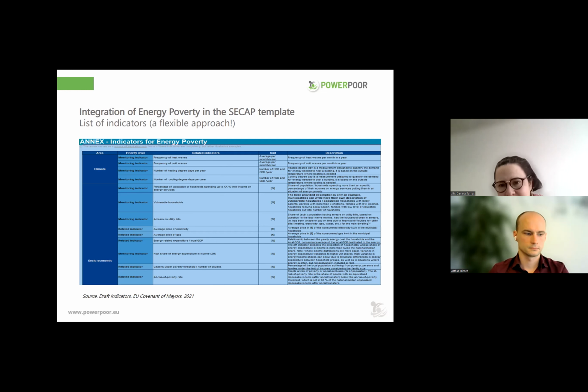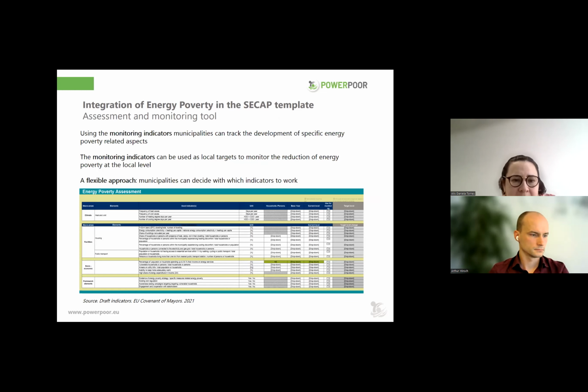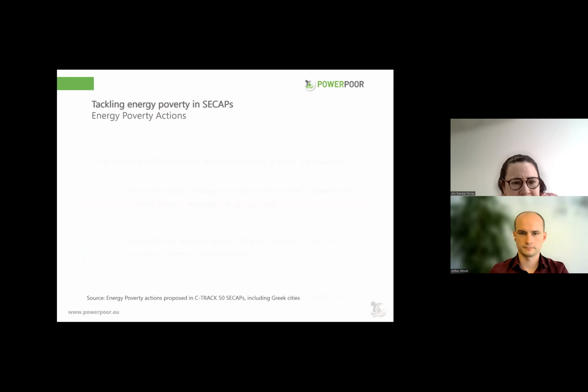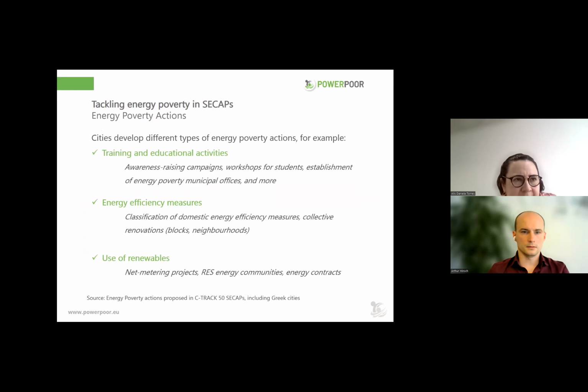So these indicators are available for cities to track and to measure. That is more or less in general. And of course, when cities decide to go forward with a sustainable energy and climate action plan, including energy poverty actions, cities are doing several things.